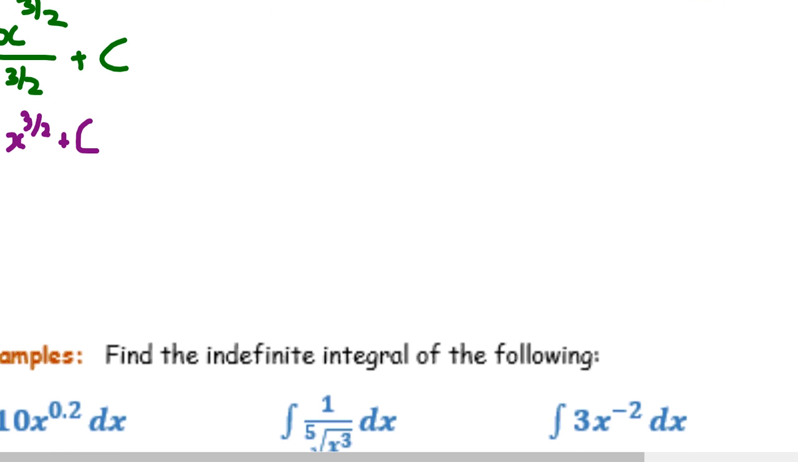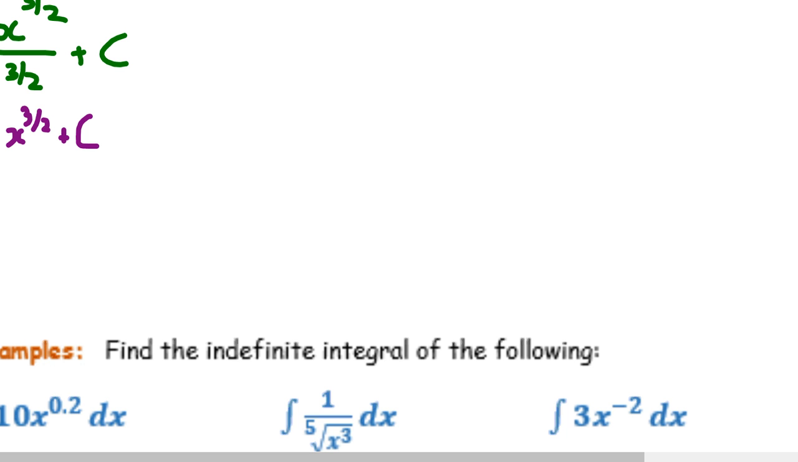So you could go 14 over 3, x to the 3 over 2, or you can go 14 x to the 3 over 2, over 3, which is also okay. So you could have written 14 over 3, x to the 3 over 2 plus c, or you could write 14x to the 3 over 2 over 3. That's okay. What's the difference?